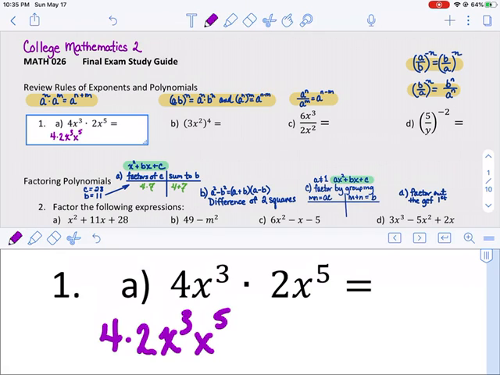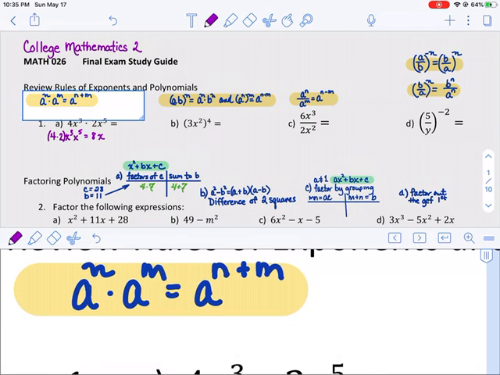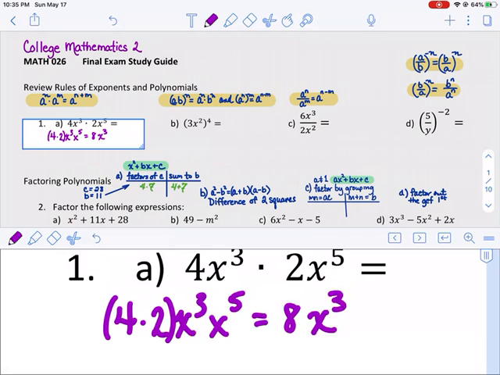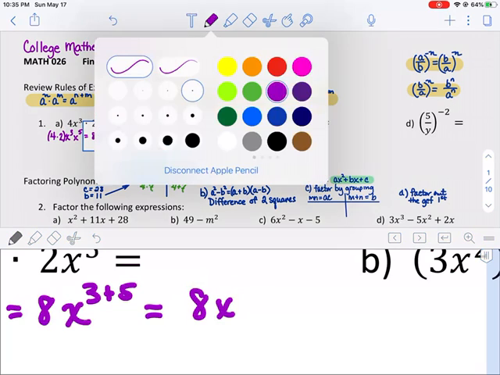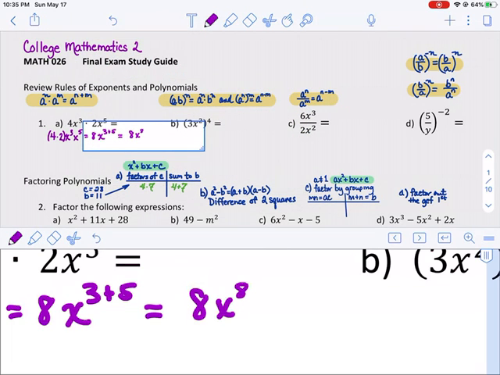And then I'm going to multiply the 4 times 2, which is going to give me 8. And then I'm going to use the exponent rule that you see above here. And since I have powers with the same base, x to the third, x to the cube, I can then add 3 plus 5. And then simplifying the expression for my answer, I get 8x to the 8th power. And that's my answer for the first one.